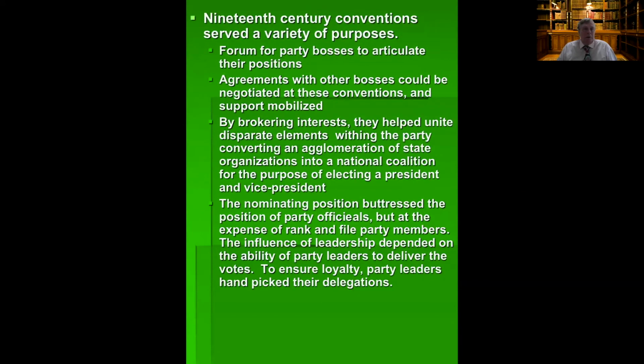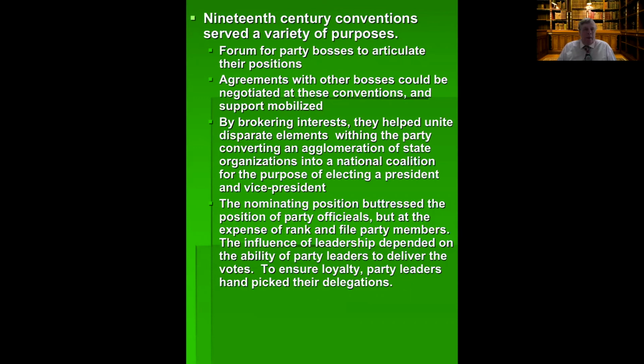19th century conventions served a multiplicity of purposes. And we'll just kind of list these briefly here. They were a forum for party bosses to articulate what they wanted, their positions. They could reach agreements with other party bosses, and support would be mobilized for those conventions. By brokering interest, they helped to unite disparate elements within the party, converting an agglomeration of state party organizations into a national coalition for the purpose of electing a president and a vice president.